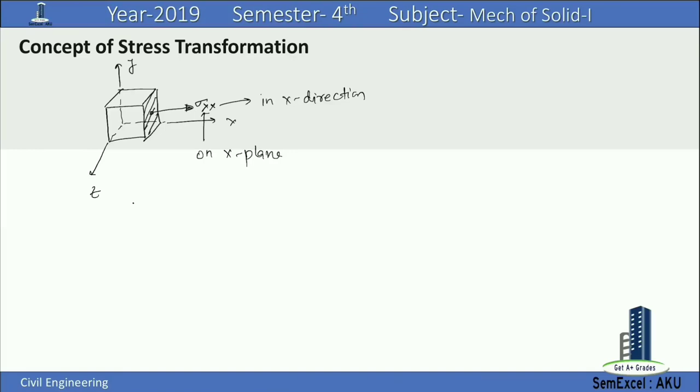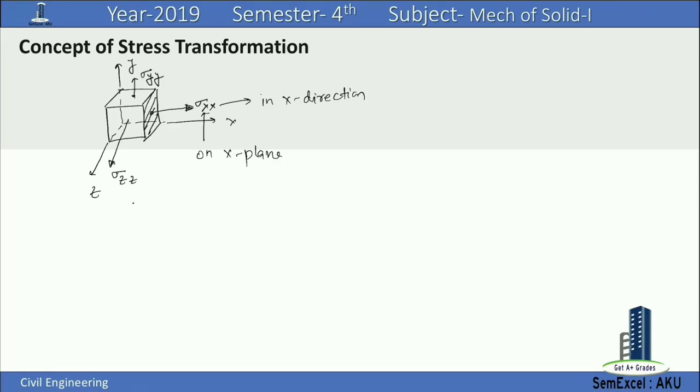Again, this upper plane is a y-plane. So stress on the y-plane in the y direction is represented as sigma yy. Similarly, stress on the z-plane will be represented as sigma zz. These all three are normal stresses because these are acting normal to that plane.